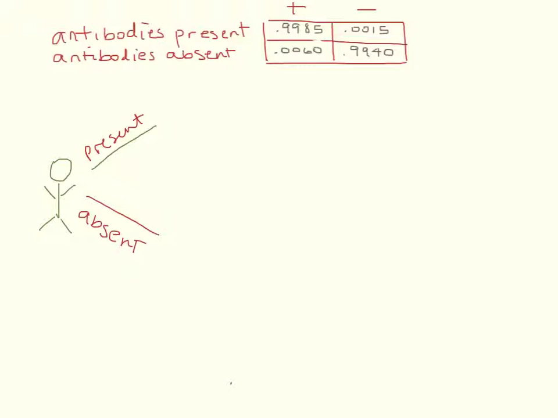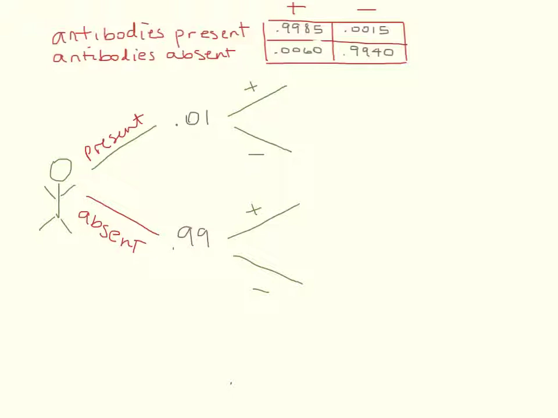Since we're told that 1% of the population has the antibodies, the probability is 0.01 that they're present, 0.99 that they're absent. If they are present, you can either test positive or test negative. And if they're absent, you can either test positive or test negative.